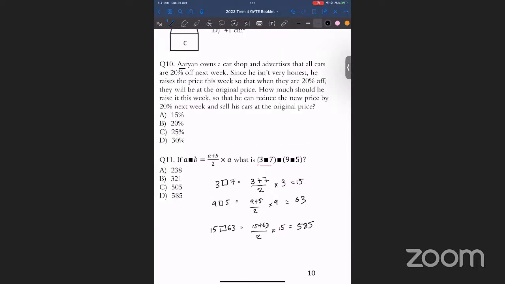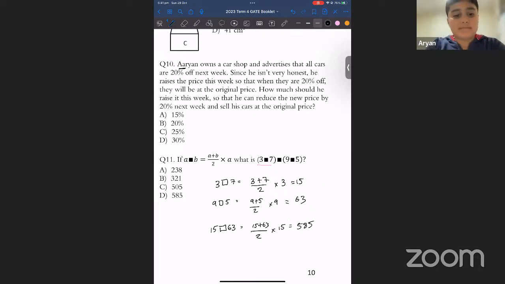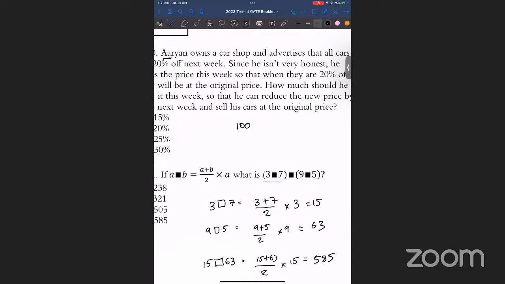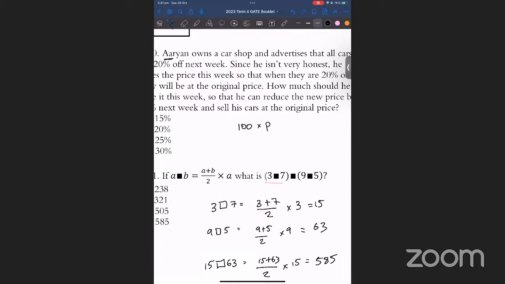All right, so let's take a look. So what actually happens? This guy, this Aryan, he starts off, imagine, let's make a random number. His car originally cost him $100. He increased it by a random percentage, so we're going to call it P.